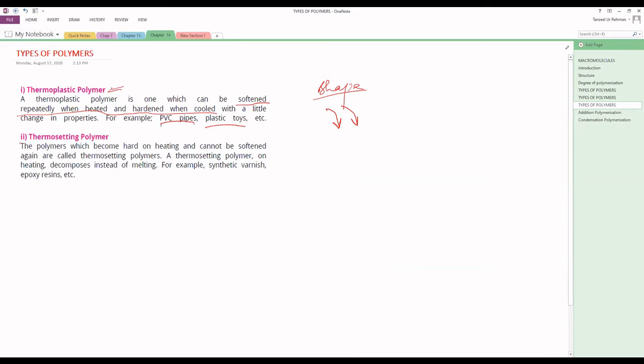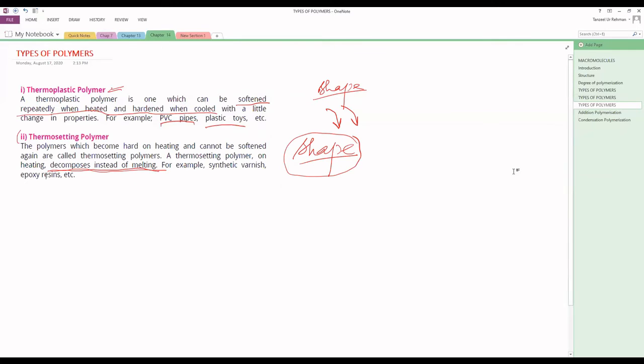The second type is thermosetting polymers. Thermosetting polymers are those which become hard on heating and cannot be softened again. It means we cannot change the shape of thermosetting polymers once formed. If we heat these thermosetting polymers, they will be so hardened that we cannot get a new shape. So thermosetting polymers on heating decompose instead of melting. So this is important, and this question is very important.